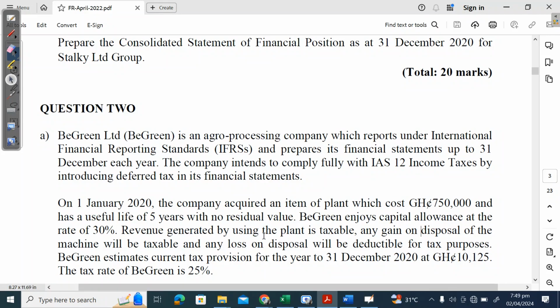Revenue generated by using the plant is taxable. Any gain on disposal of the machine will be taxable, and any loss on disposal will be deductible for tax purposes. Big Green estimates current tax provision for the year to 31st December 2020 at 10,125 Ghana cedis. The tax rate of Big Green is 25%.